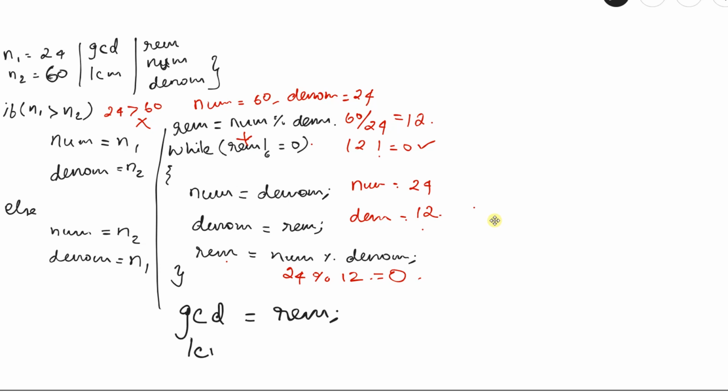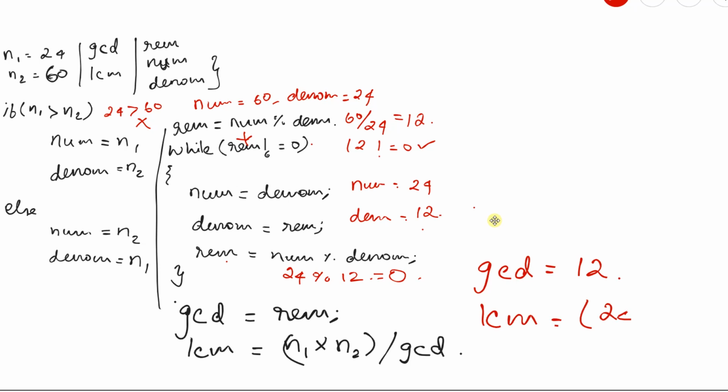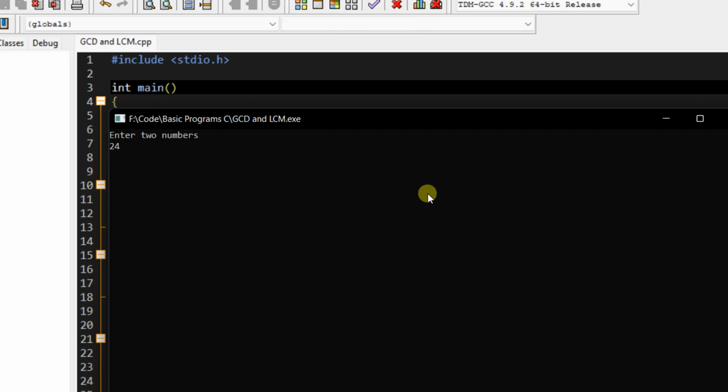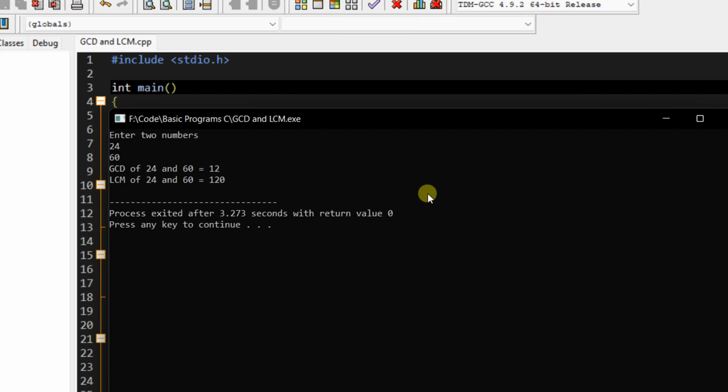Next, to find the LCM, the formula is n1 into n2, multiplying n1 and n2 and dividing that by the GCD value. This we get the LCM. So these two are the formulas. As of now, GCD is 12, and LCM is 24 into 60 divided by 12, which is equal to 120. In the C program, we'll just run the code and see 24 and 60. It is 12 and 120.